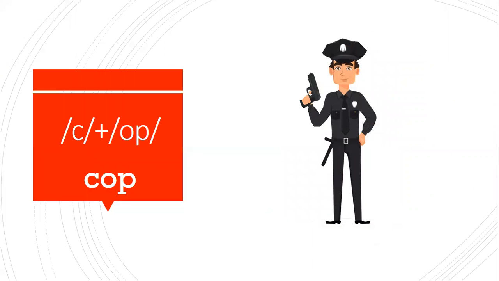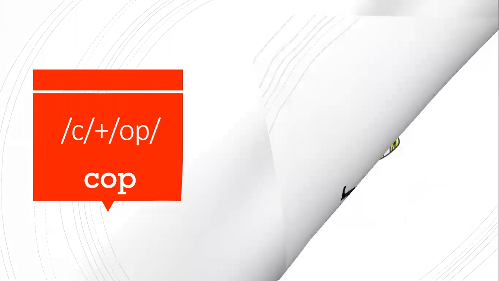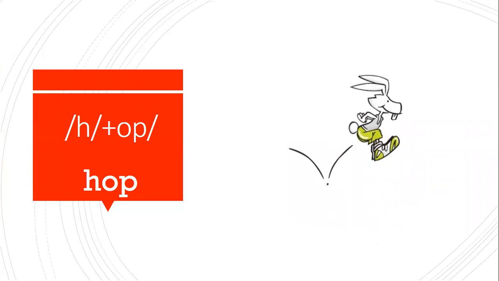It is ka-op, cop. A policeman is called a cop. Ha-op, hop. A rabbit is hopping here. Yes, you all have done hop race. The same way, the rabbit is hopping here.